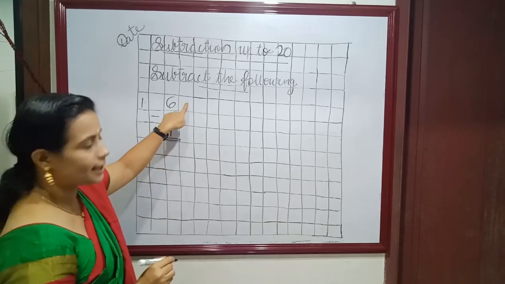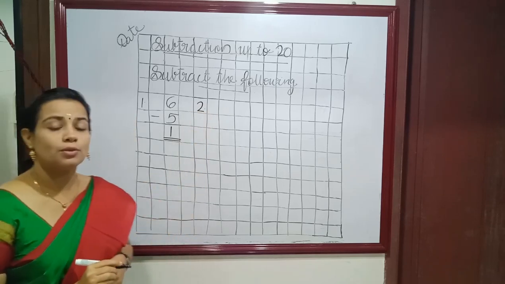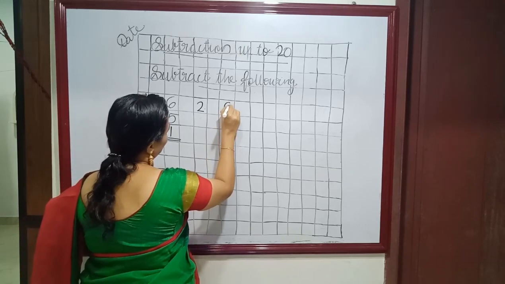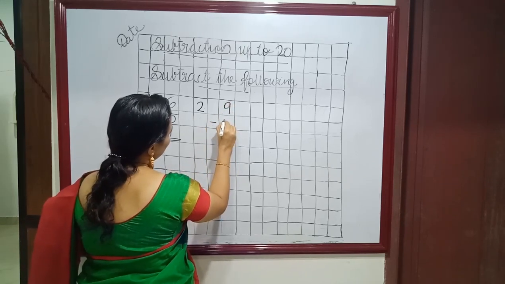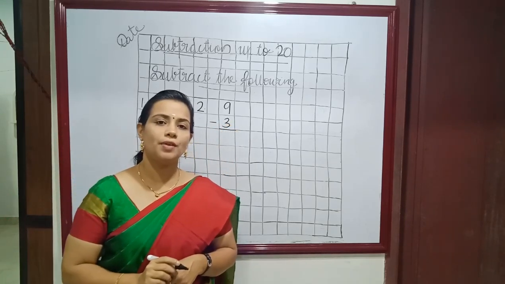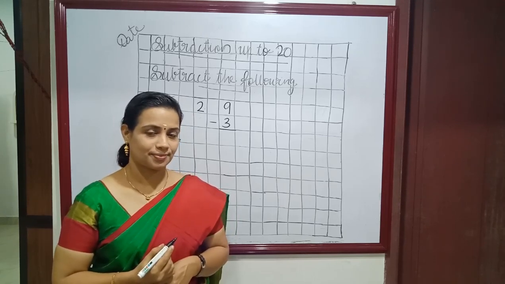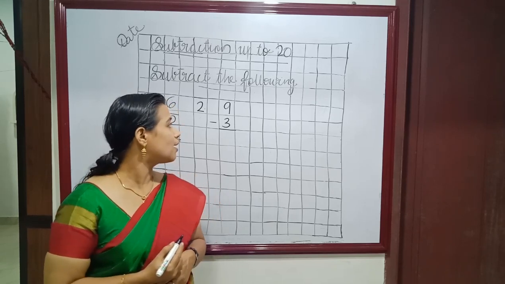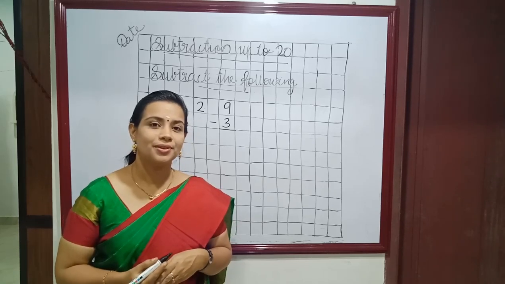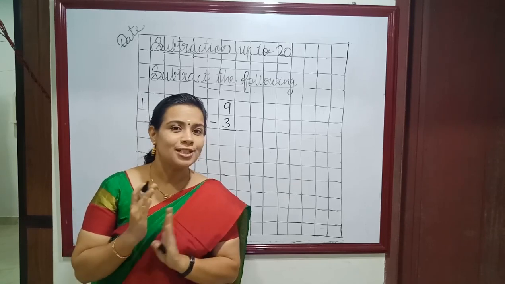You are not supposed to write anything here. In the next box, note down the question number. Question number 2. 9 minus 3. What do we do? Count after 3 up to 9. Found the answer? Tell me, 9 minus 3 is equal to? Yes, 6. Very good.